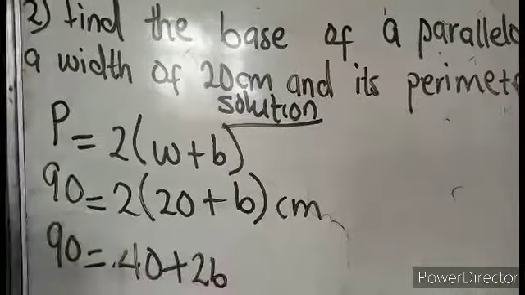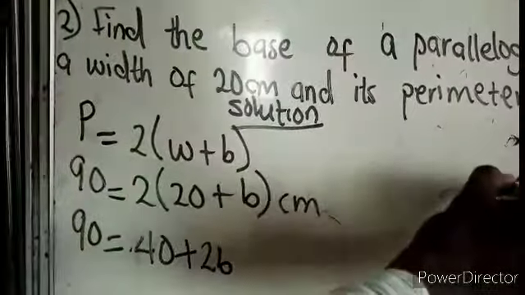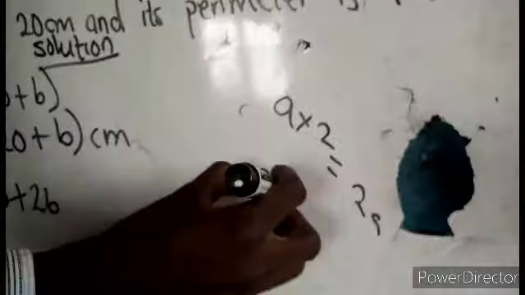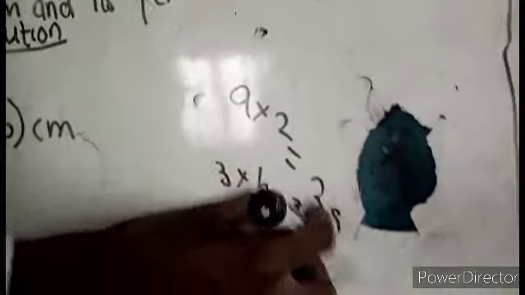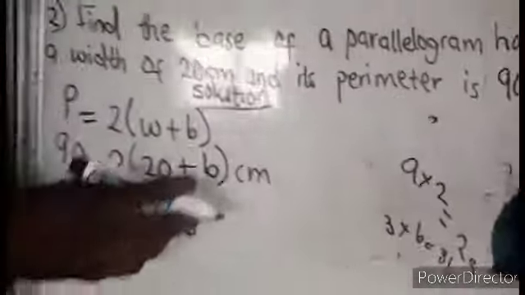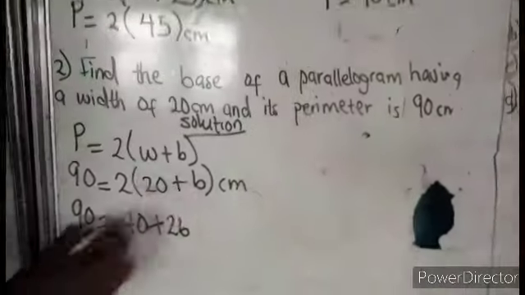2B. I remember in the previous class I said any number multiplied by the letter will give you the combination of the two values. That is, when we have A times 2, we have 2A. 3 times B, we have 3B. So that is what we've applied here. 2 times B should give us 2B. So that brings us to the next step.